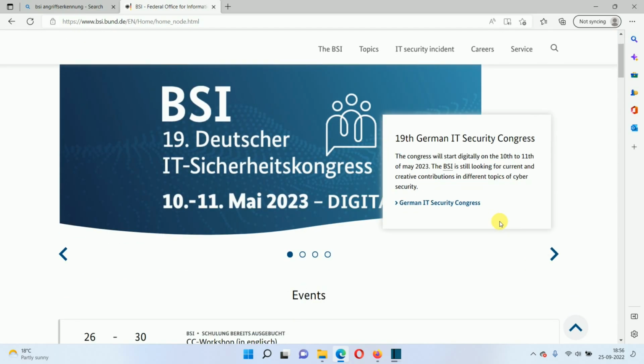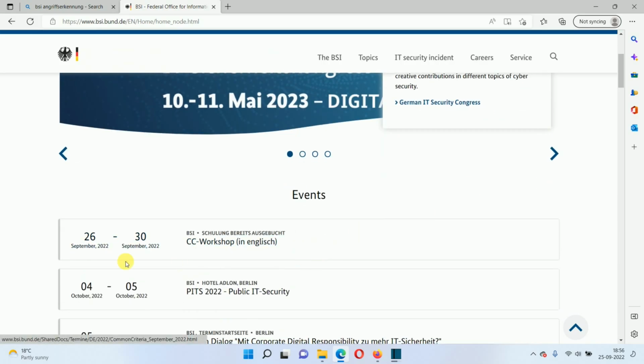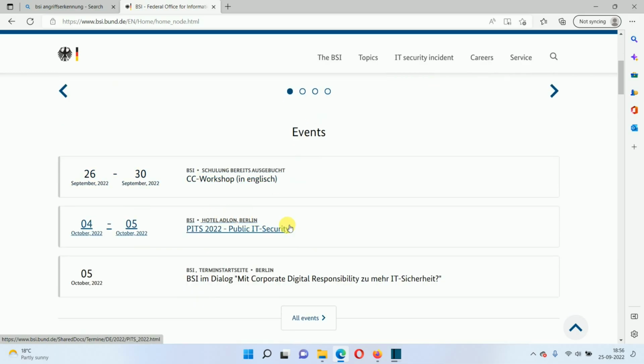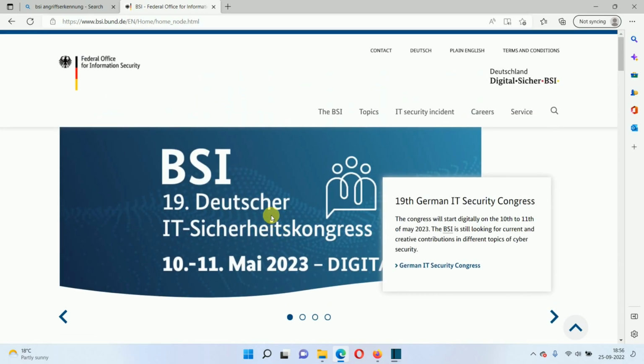You see they keep releasing new updates, like the 19th German IT Security Congress, and the latest events which keep coming up. Today is 25th September and on 26th September there will be a BSI Schulung, bereits ausgebucht. Unfortunately, it's booked out. There are so many events that keep coming up and they put them on this website. So the BSI is like the Bible of IT security in Germany. You must keep an eye on this website, keep visiting it and get yourself acquainted with it.